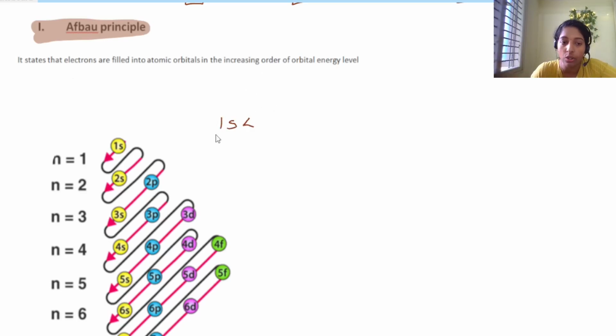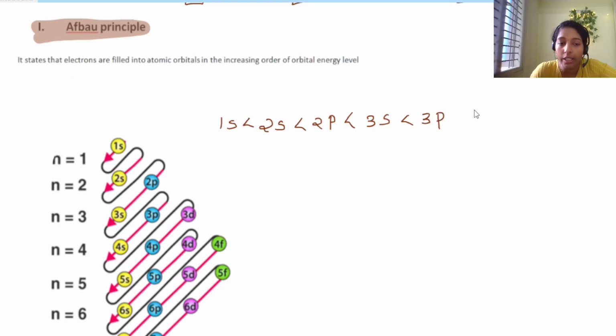So the first electron will fill into the 1s orbital. If the 1s capacity is over, then it will go to the next energy level. What is that one? 2s. After that, 2p is there. After that, 3s is there, right? 1 contains one subshell, 2 contains two, and 3 contains three. So after 3s, then 3p.